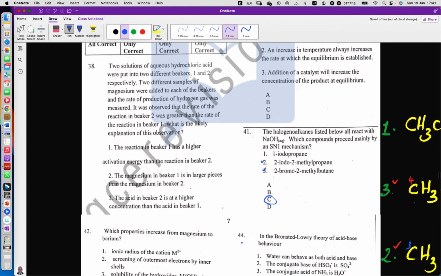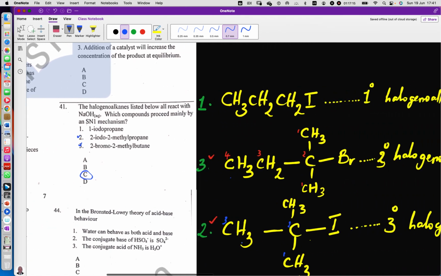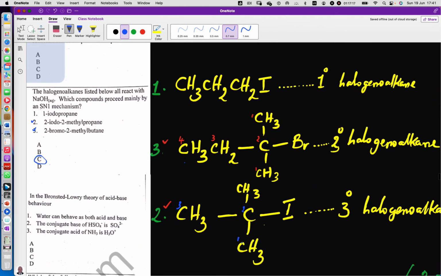So the most essential thing here is you should know which type of halogenalkane will undergo SN1 or SN2. Is it primary, is it secondary, or is it tertiary? Then the next hint here is that you need to draw the structures, identify which one is a primary, which one is a secondary, and which one is a tertiary. From there, you now select your right answer. Let's go to the next question, question number 42.